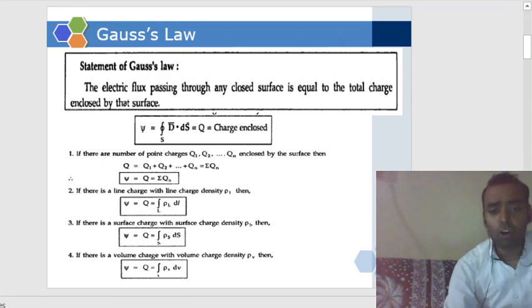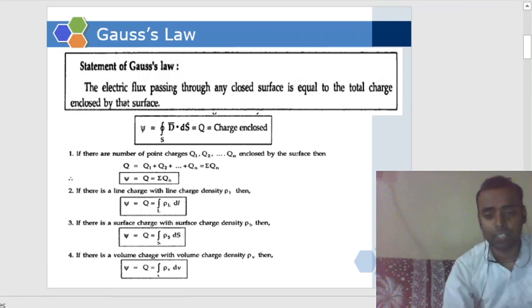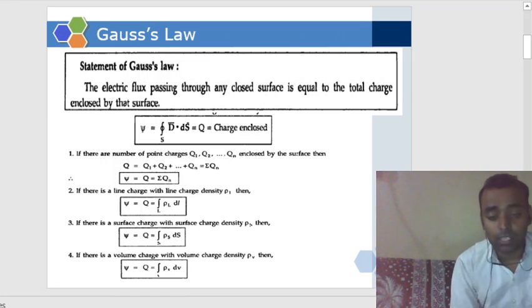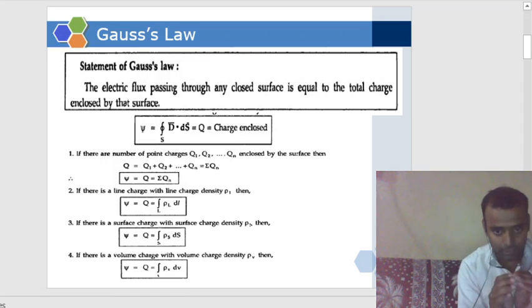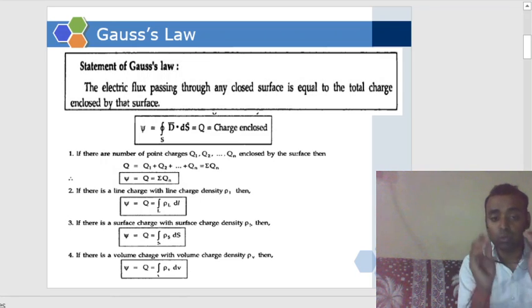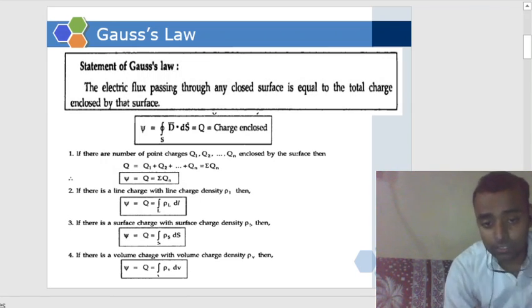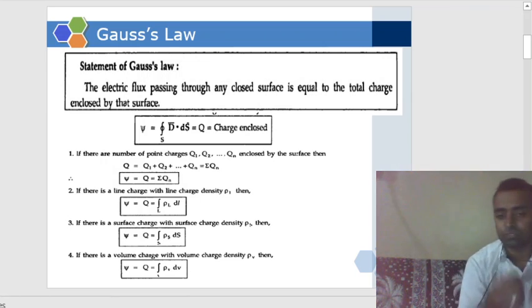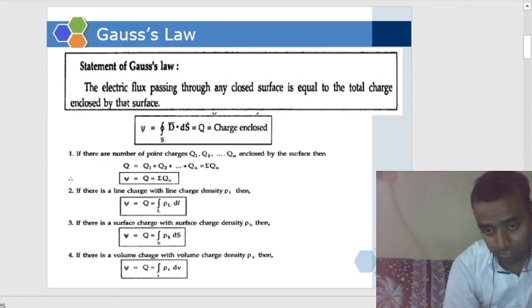Okay, so there are some conditions. Suppose the closed surface has n number of charges, q1, q2, q3, q4, up to qn. Then we will add the magnitudes of all those charges, and the flux will be equal to the sum of those charges. Whatever number of charges we have, the sum of all those charges will represent the total flux.